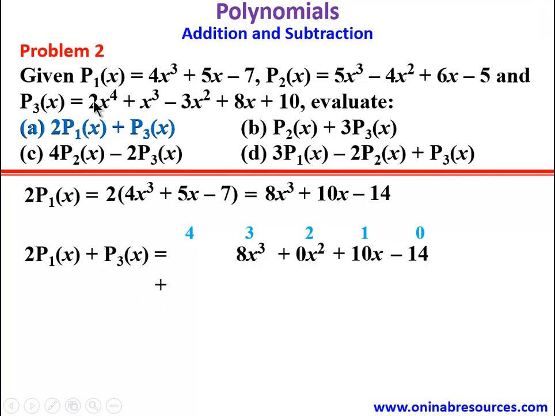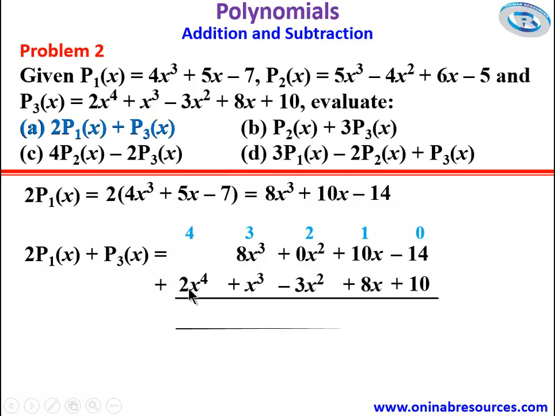We said the highest power there is 4, so the 2x⁴ will come under 4, and plus x³ comes under the 8, minus 3x² comes under 0x², plus 8x comes under 10x, and plus 10 comes under negative 14. Then we simplify. This is coming down as 2x⁴.